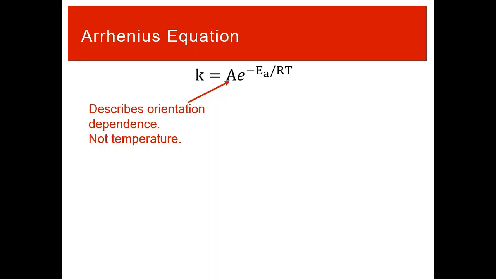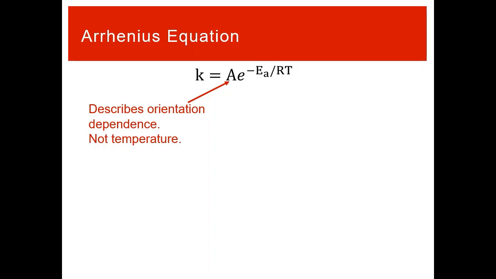Importantly, it doesn't depend on temperature. And one of the reasons why we just punt on it is because it's really hard to control. You can't change your reaction conditions to affect orientational dependence. It's just there. But importantly, it doesn't depend on temperature. It's just a constant number.